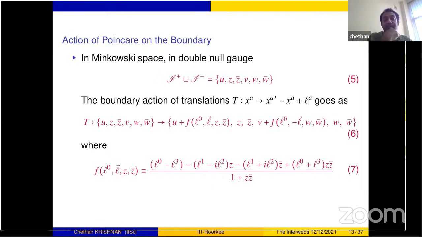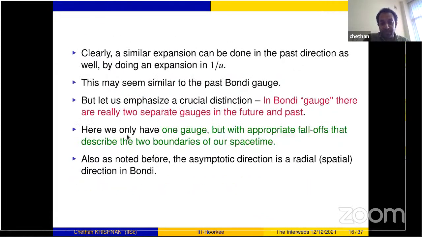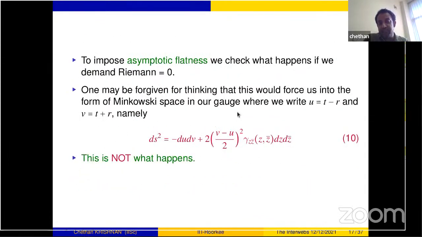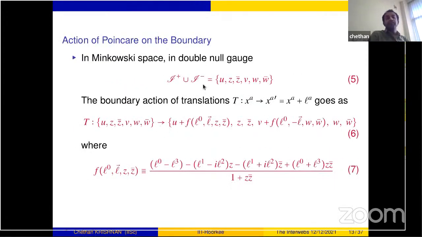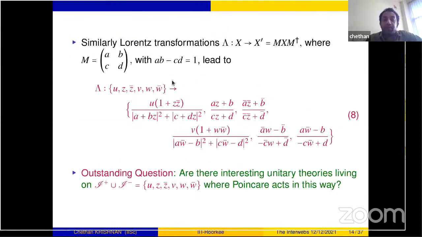So the first thing we would look at, let me just show you, is Minkowski space in double null gauge. Written in double null gauge, we can find the asymptotic action of the Poincare transformations on the boundary of this flat space. It turns out to be somewhat similar to what one does in the case of Bondi gauge, and you find that the translations act like this, and the boosts and the rotations act like this.